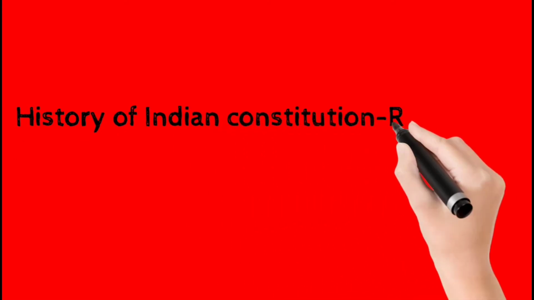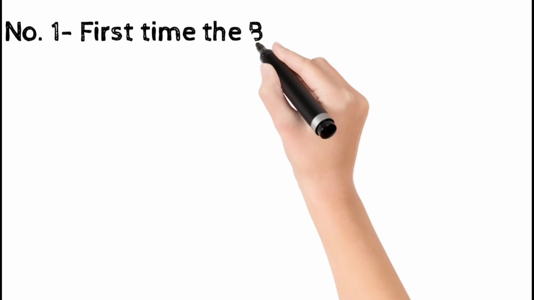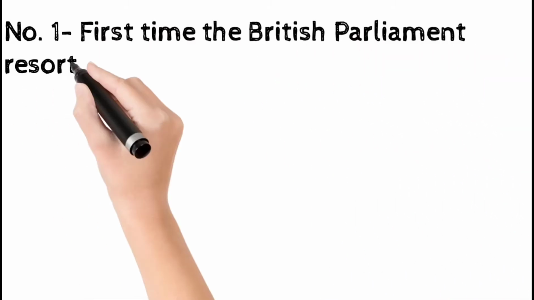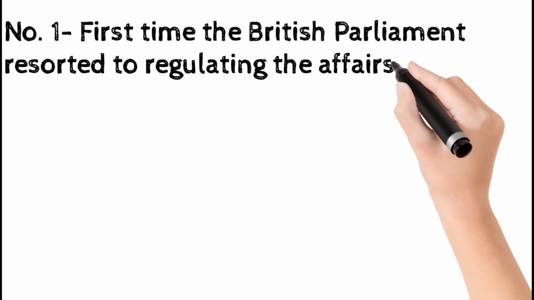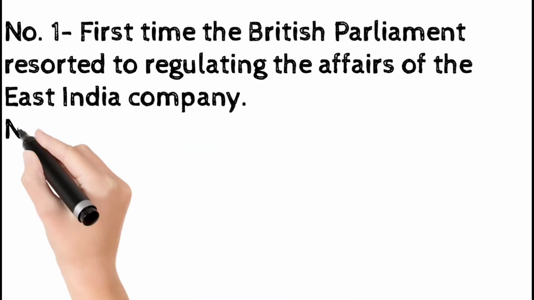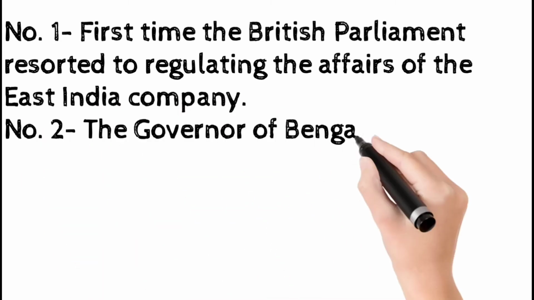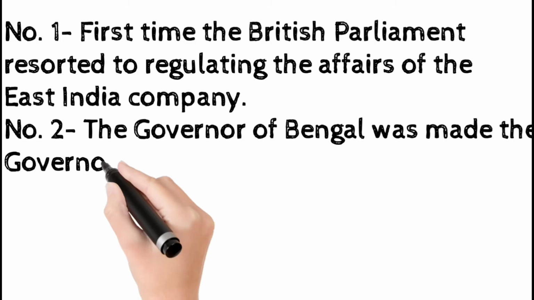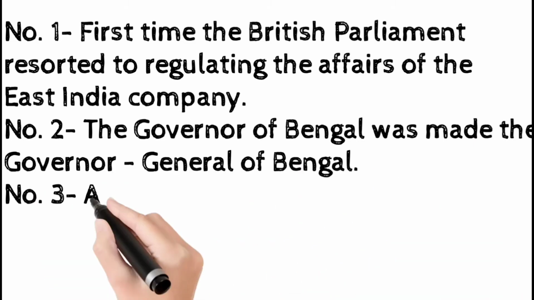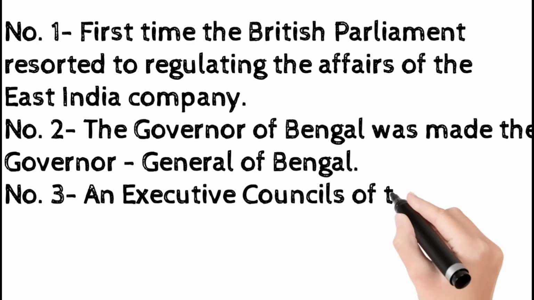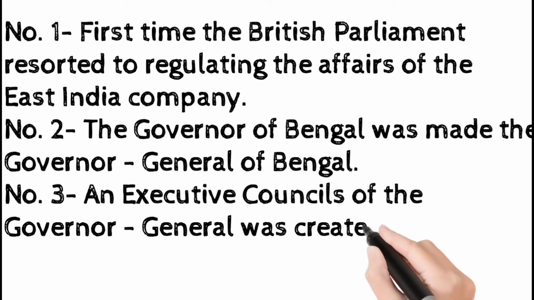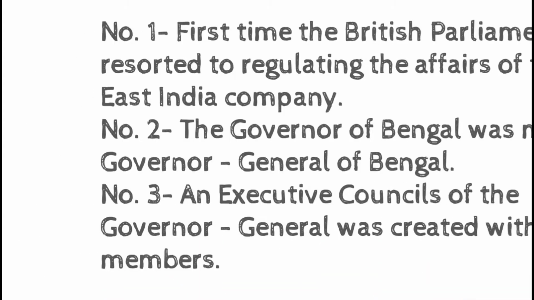History of the Indian Constitution: Regulating Act 1773. Number 1. First time the British Parliament resorted to regulating the affairs of the East India Company. Number 2. The Governor of Bengal was made the Governor General of Bengal. Number 3. An Executive Council of the Governor General was created with 4 members.